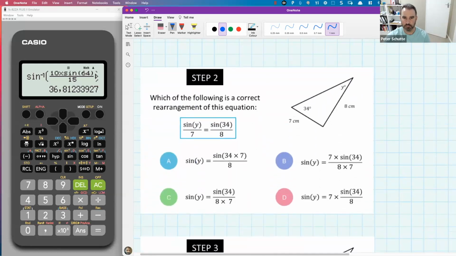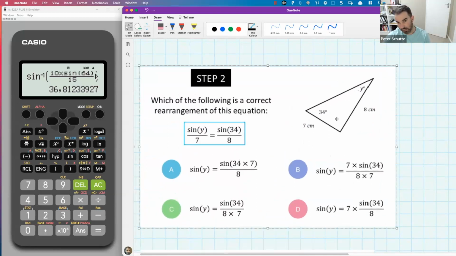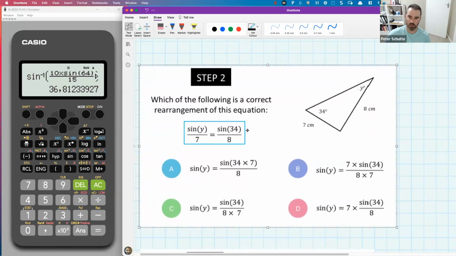Okay, what about this one? If you are given the following trig equation based on this triangle, what would be the next step that you would need to do in order to get the correct answer? What do you think would be the correct one for the next one?